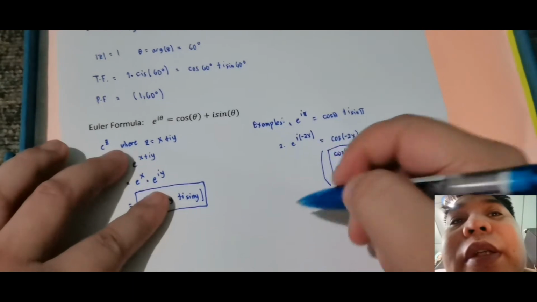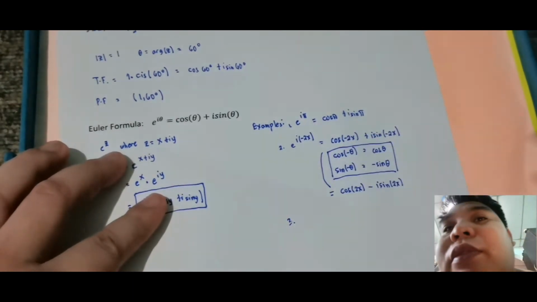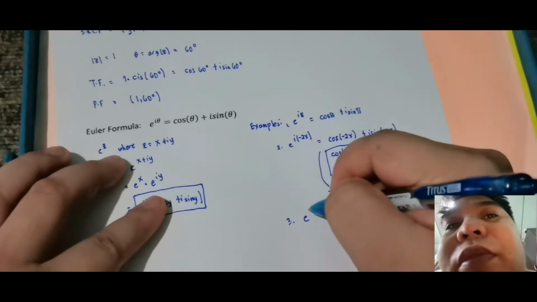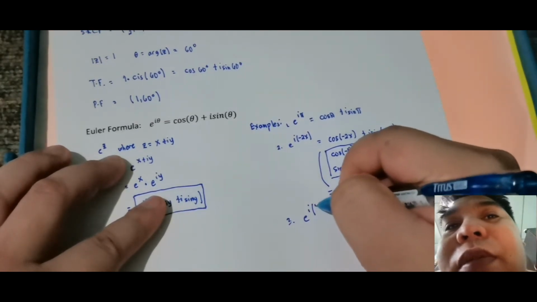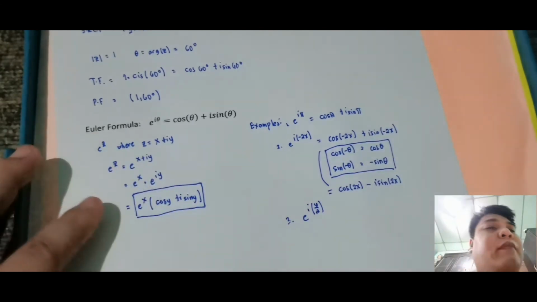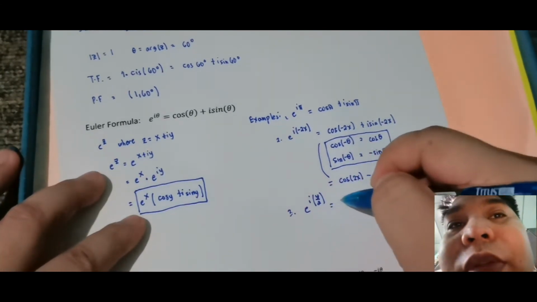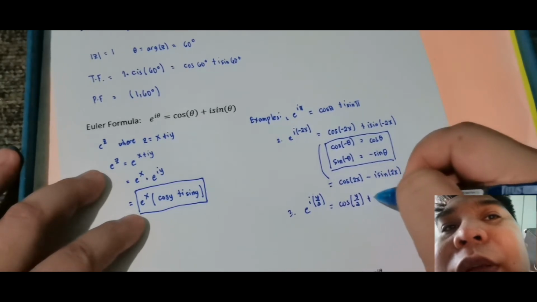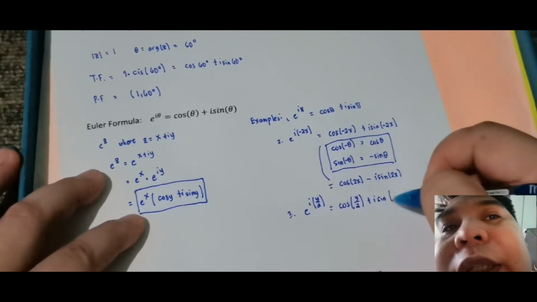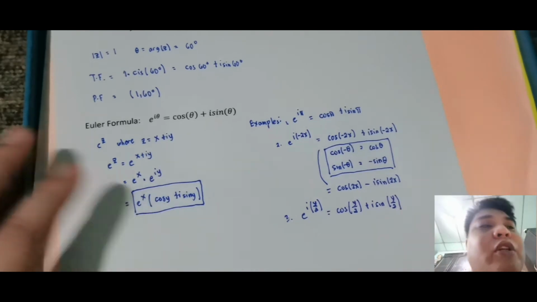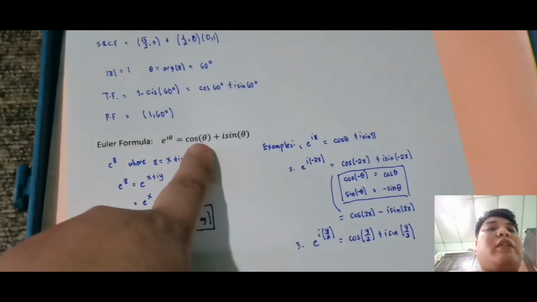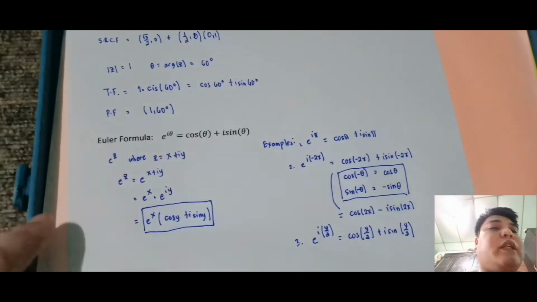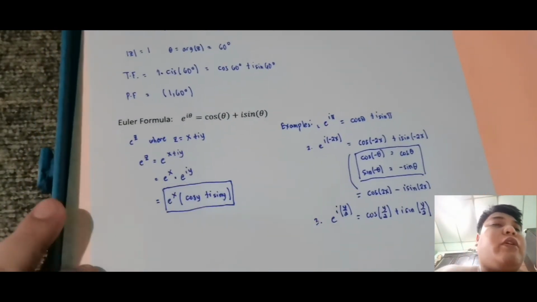Okay, then number 3. So, if we have e raised to I ng y over 2. Okay, so that is only equivalent sa cosine ng y over 2 plus I sin ng y over 2. So, ganoon lang kasimple. Salpak ka lang ng salpak doon sa theta. Tandaan mo, yung theta lang yung pinapalitan, salpak mo lang sa cosine theta dun sa sin theta. So, ganyan ginagamit si Euler's formula.